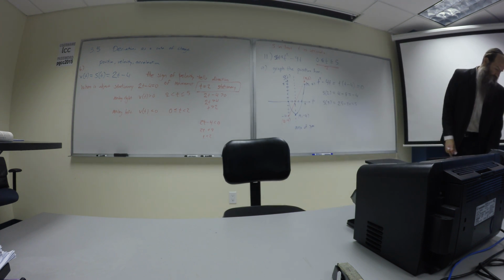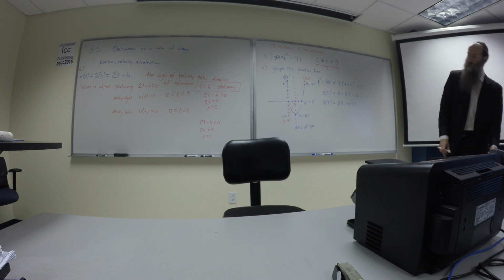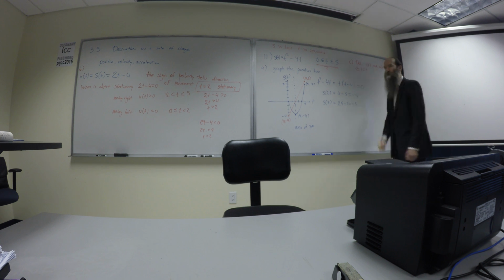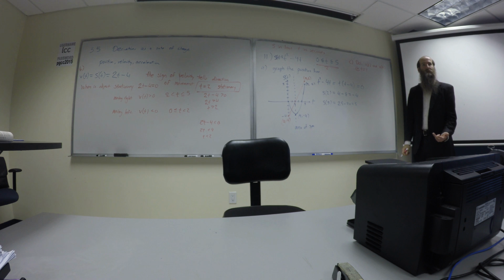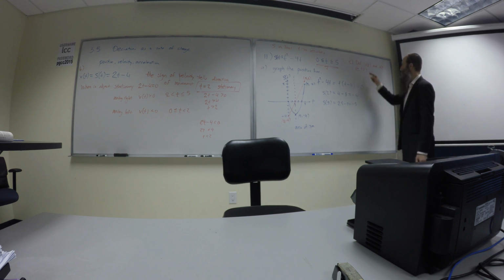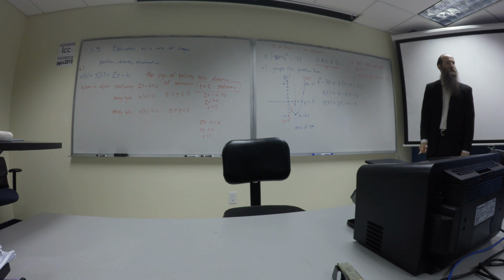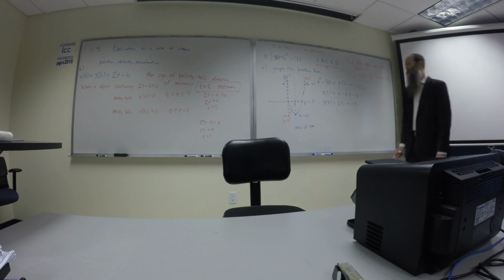Part C. Determine the velocity and acceleration of the object at t equals 1. It's no big deal. We have the velocity function already, right? 2t minus 4. So all I need to do is plug in 1 into the v function. So 2 times 1 minus 4 is negative 2. Is that right? Okay, it's okay.